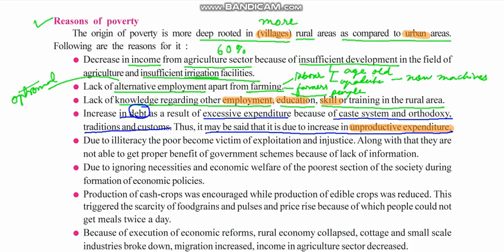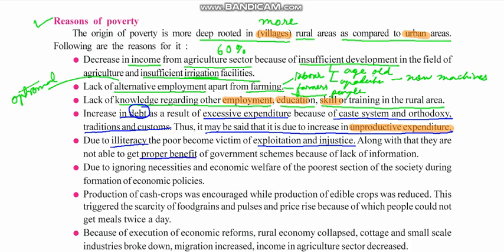Next is due to illiteracy. I personally consider this the main reason. Due to illiteracy, the poor become victims of exploitation and injustice. As they are illiterate, they don't know the details of anything, and that's why they are exploited more and injustice happens to them. Along with that, they are not able to get the proper benefit of government schemes.